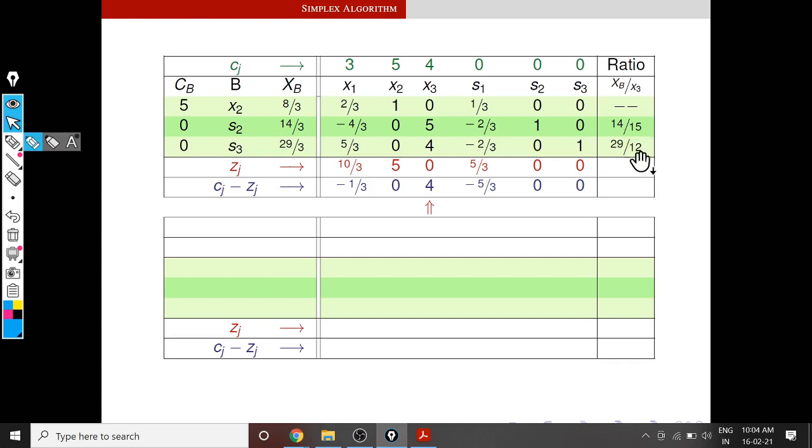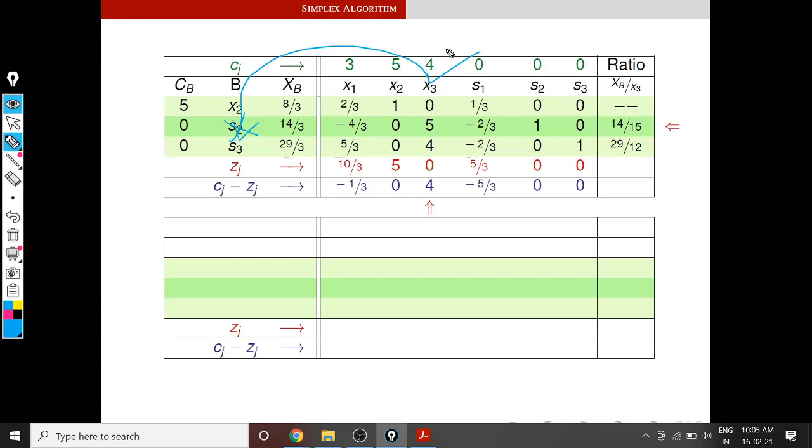Okay, so we take the ratio. Then we have to consider the minimum. Which one is minimum? So which one is the leaving variable? S2. S2 is the leaving variable because 14/15 is the minimum out of these two. So we choose this column as the key column and this row as the key row. Then the pivot element is 5. So S2 will leave the basis. S2 has to go out, and X3 is the entering variable. Bring X3 here. No one else will change.